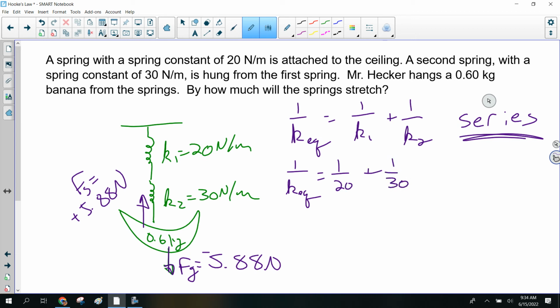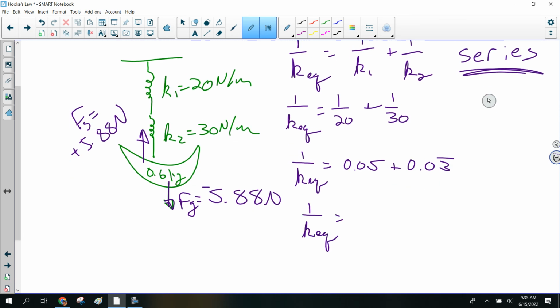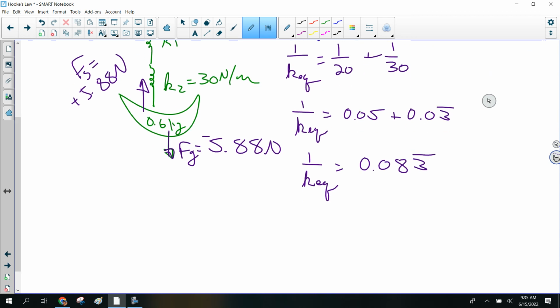Depending on your fraction skills, there's a number of ways of doing this. I usually just use my calculator. I literally just type in 1 over 20 plus 1 over 30. I'll write it out in steps. So 1 over 20 is 0.05. 1 over 30 is 0.03 repeating. So this gives you 0.083 repeating, which means that K equivalent is 1 over that. You're basically taking the reciprocal of both sides, and it gives you 12 newtons per meter.